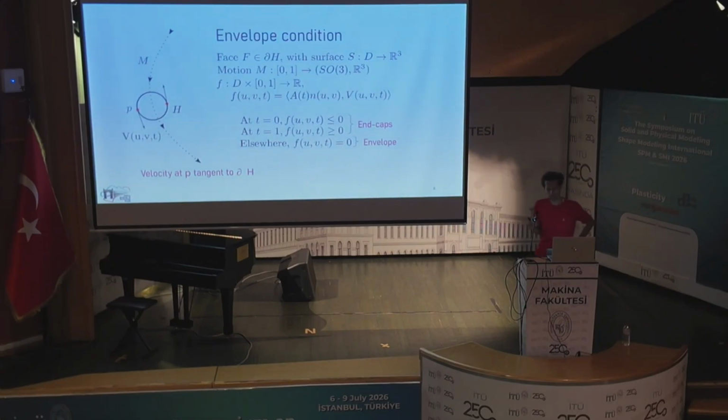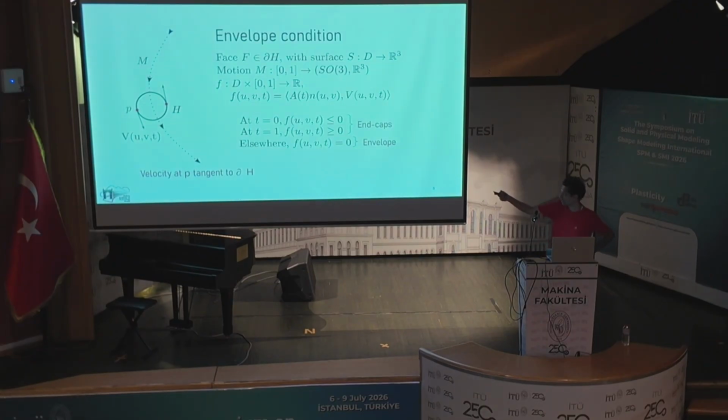The well-known envelope condition forms the basis of our method. This envelope condition gives a necessary condition for a point to belong to the boundary of the swept volume. It says that as this solid H is moving along M, a point P on the boundary of H will belong to the boundary of the swept volume only if the velocity at P is tangent to the solid at that point. Or in other words, the velocity is orthogonal to the normal at that point.